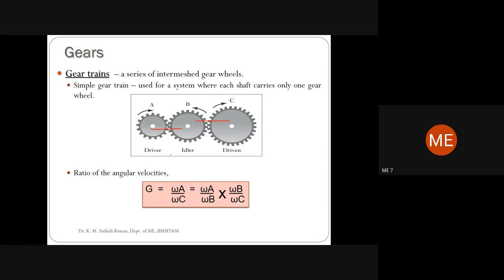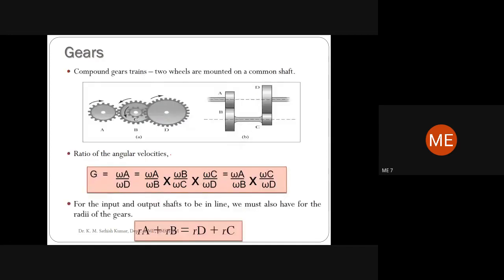Then we have another thing called the compound gear trains. In a compound gear train, we have two gears present on the same shaft. That is, if you observe, B and C are present on the same shaft. A drives B, and in turn C is on the same shaft as B. So C rotates and C is meshed with D. So this is how the combination is going to be. You can understand A to B, B and C on the same shaft, then C drives D.